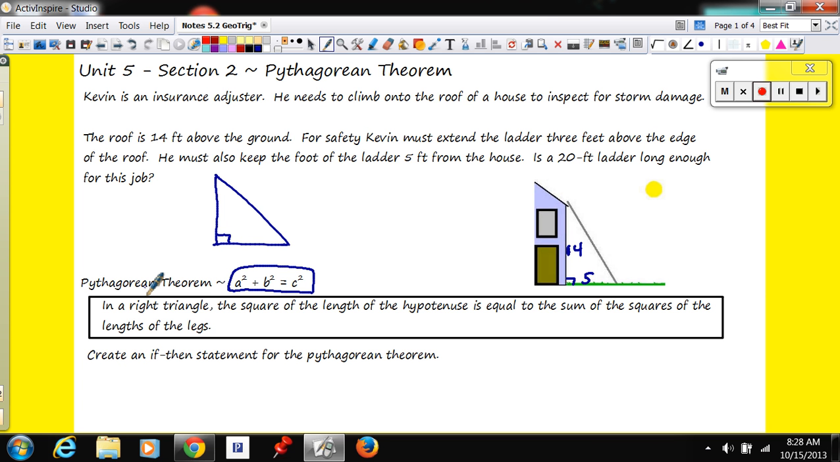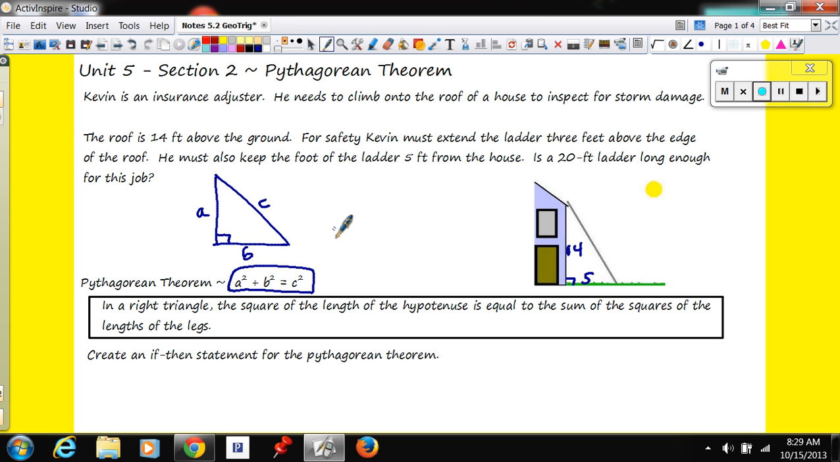Okay, but in this triangle they would be called what? The two legs, right? Or the base and the height. So your A and your B. What can we say about A and B without a shadow of a doubt? We know that A and B are what? The smaller two sides. A and B must be smaller than C. Why does C have to be the biggest side?